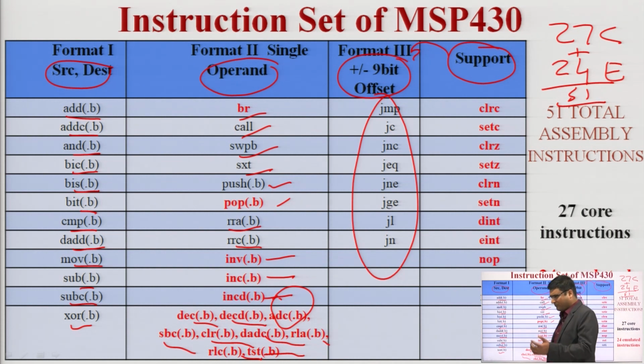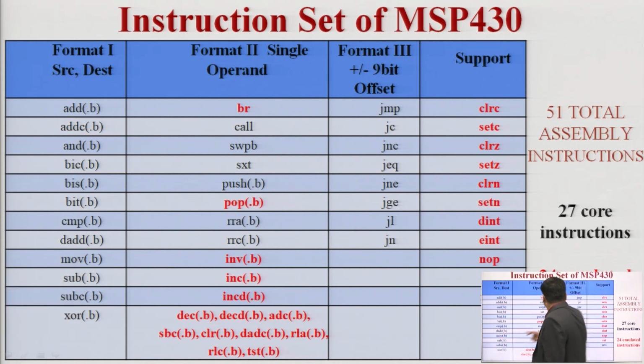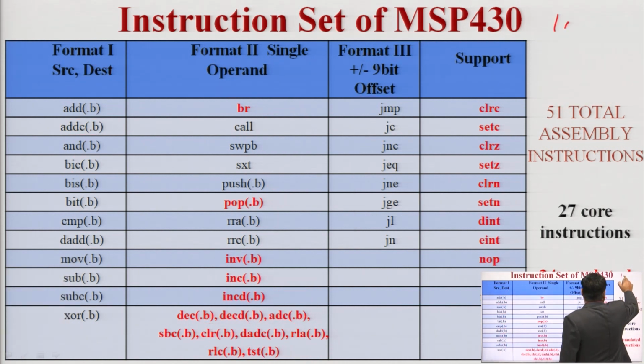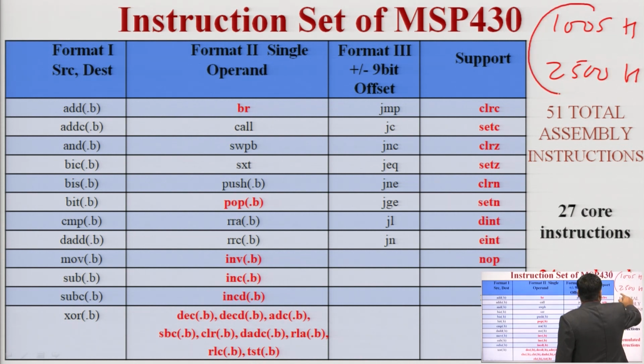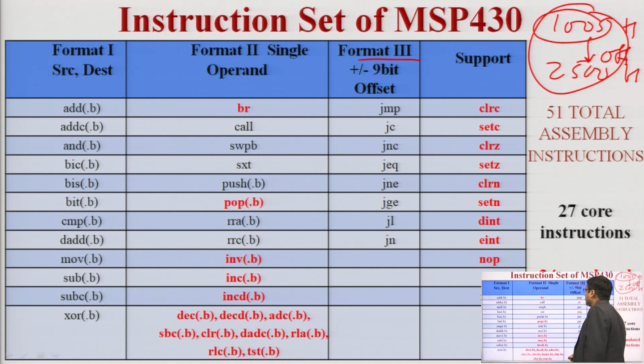And format 3, we have seen, has a 9-bit offset. Offset means that if we want to jump, for example, let us take instruction 1005H and we want to jump to 2500H. The flow of the program will be controlled by these instructions. The execution of the program will be controlled by this. So if we want to jump from 1005 to 2500H, it has some offset address as well. This type of jump will be controlled through format 3.